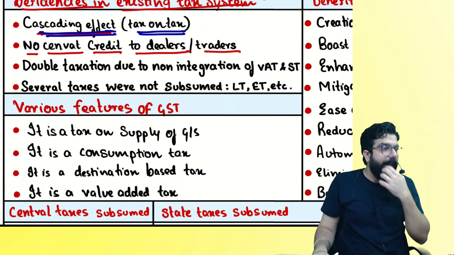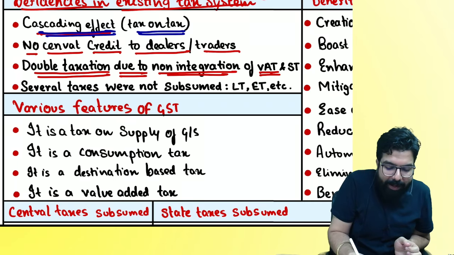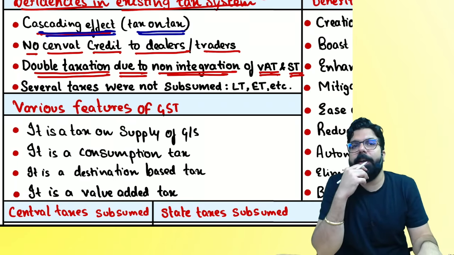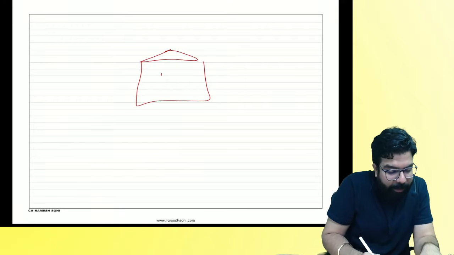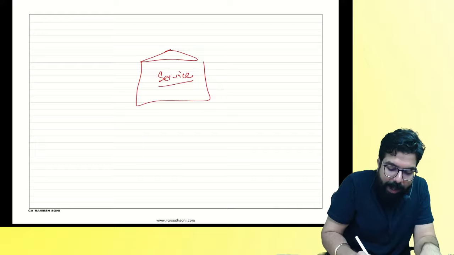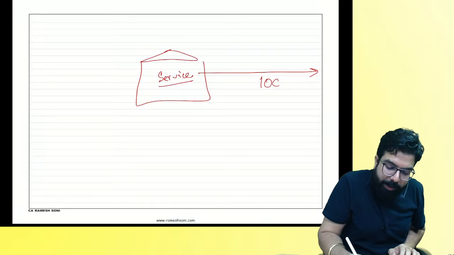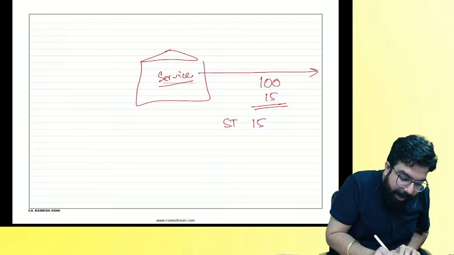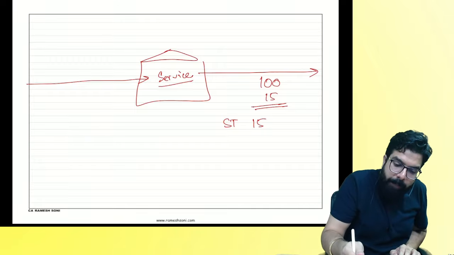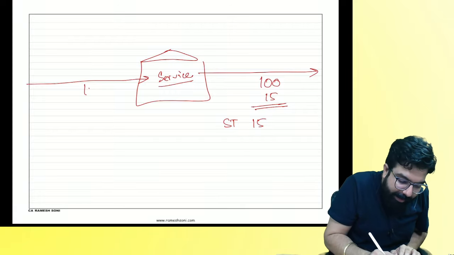Everyone, over here now. The next one is, there was double taxation due to non-integration of VAT and service tax. What do you mean by non-integration of VAT and service tax? I'll tell you. Earlier, what used to happen? If I am a service provider, I am a teacher, I am providing services. For example, on 100 rupees of service, service tax used to be 15 rupees. So I charge you service tax of 15. When I used to buy something, for example, I bought one pen or I bought an iPad for 10,000 rupees.